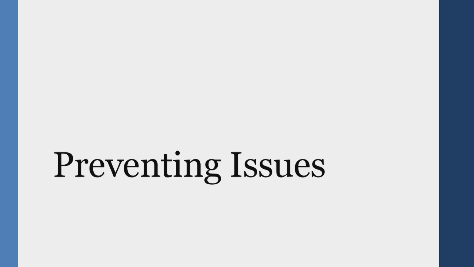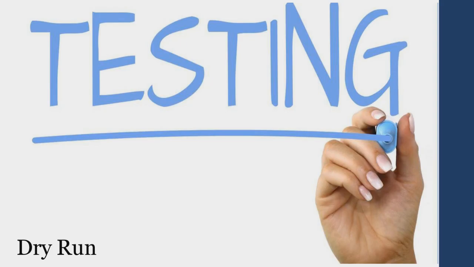So how can you prevent some of these issues in the first place so that they don't even happen at all? There's a couple of steps that you can take. One is to do a dry run in advance of any video conference, especially if this is going to be a very large meeting, lots of people connected. You're going to want to do a dry run ahead of time.